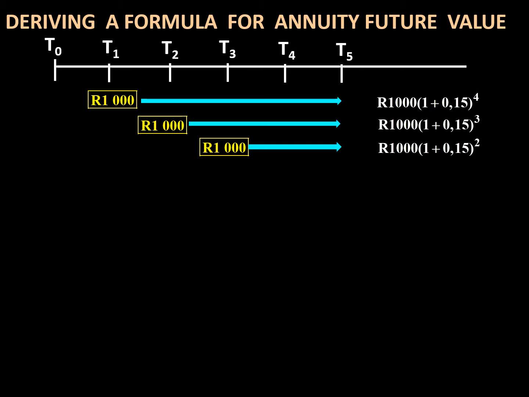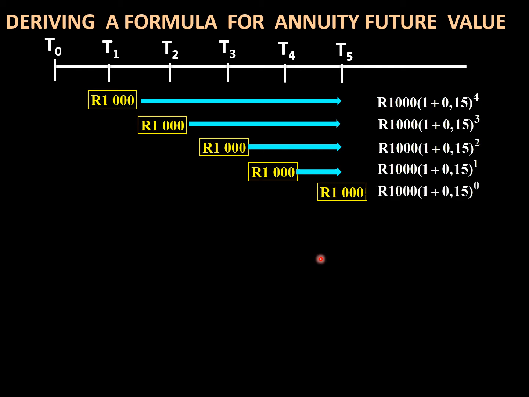That's the future value. See, this is in the future. And then the next one, that 1,000 is there for 1 year. And the future value of that 1,000 would be that. And then he makes his last deposit at the end of the 5th year. So there's no interest there, so it just stays 1,000, and you know 1 plus 0.15 to the 0 is just 1, so 1,000.